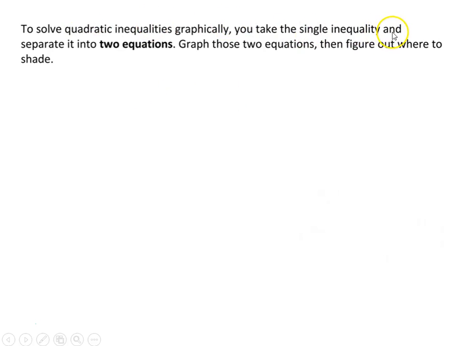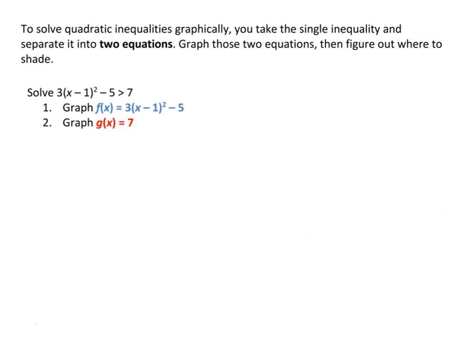We're going to take the single inequality and separate it into two equations, just like we've done before. So not a foreign idea there. We're going to separate it into two, and then graph those two equations and figure out where exactly one equation is greater than or less than the other one, depending upon what we're working with. What does this look like?